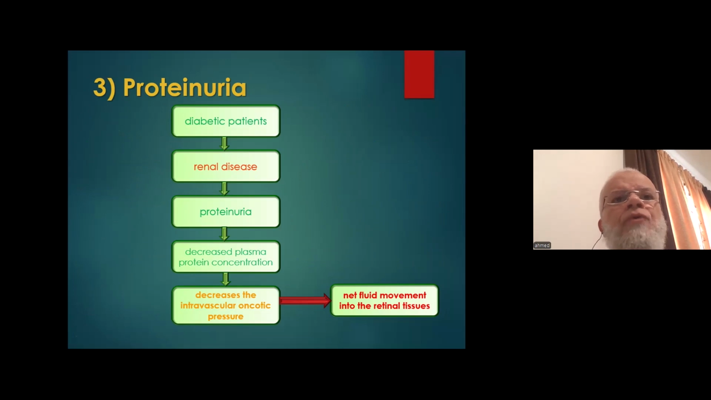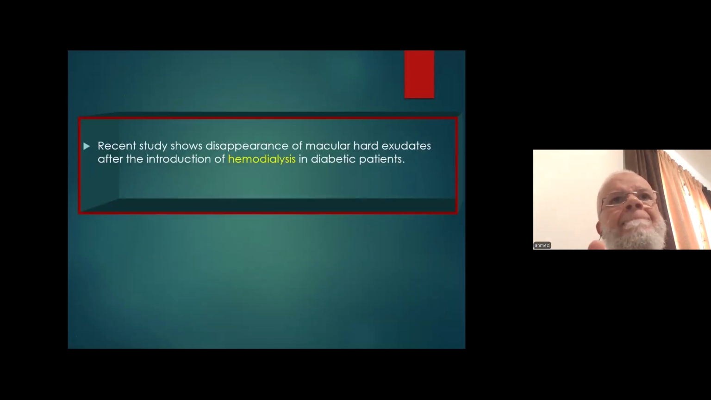The presence of proteinuria decreases the intravascular oncotic pressure with a net fluid movement into the retinal tissues. In renal disease, the performance of hemodialysis, therefore, usually leads to the disappearance of the macular hard exudates because of the clearance of the proteinuria.